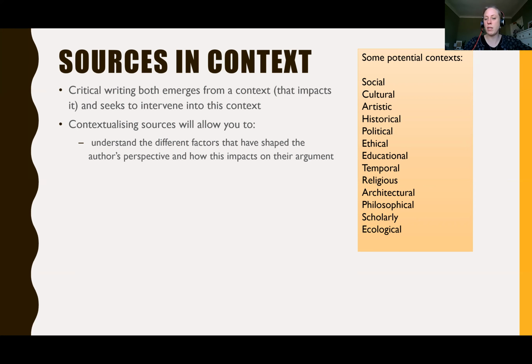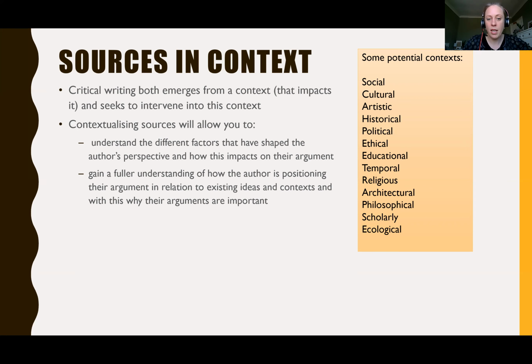This is a very important moment in time for the scholarship of this area. It might allow you to gain a fuller understanding of how the author is positioning their argument in relation to existing ideas and contexts, and then why this argument is important. So if you start thinking about academic writing and secondary sources as a constant conversation with each other, where people are building on or diverting from or trying to refute each other's ideas, you can start getting a sense of where in that conversation a particular individual item might be and what its role might be.